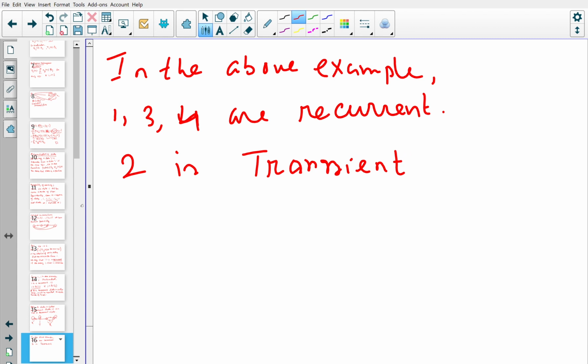So what does that mean? That means once you are in a transient state, you can come to a transient state only finitely many times, not infinitely many times. Because once you go to a recurrent state, you cannot come back, right?